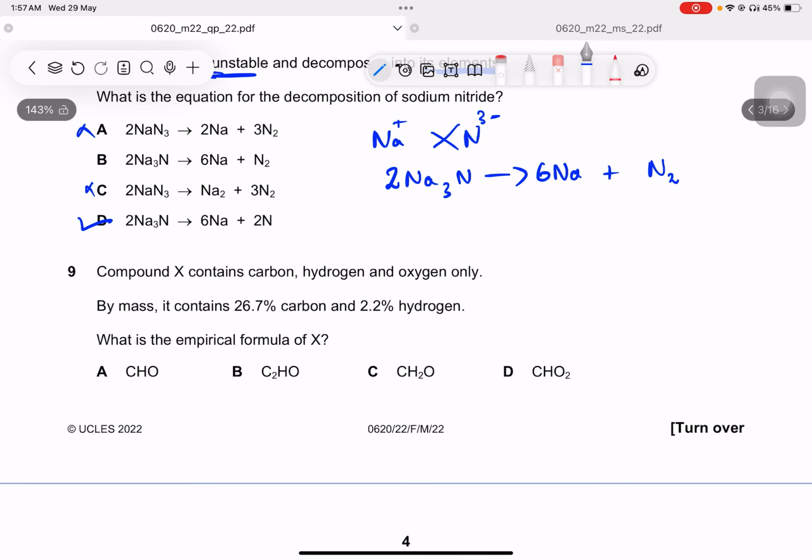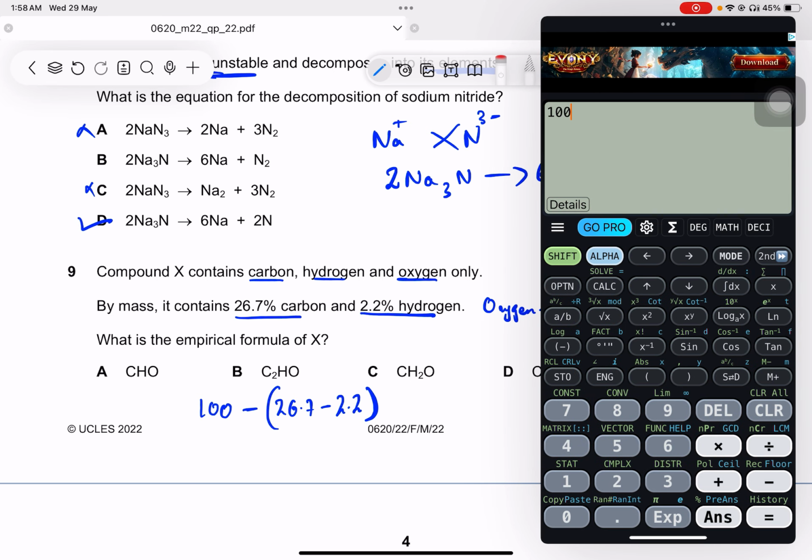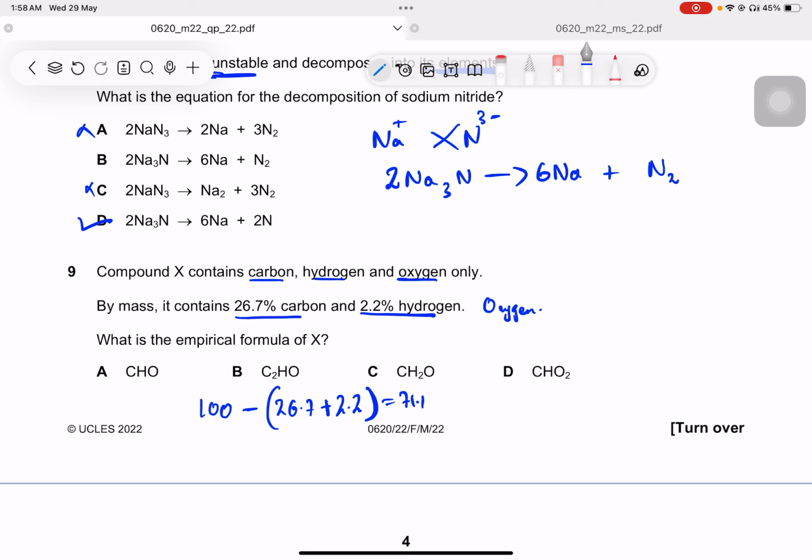Next question. Compound X contains carbon, hydrogen, and oxygen only by mass. It contains 26.7% carbon and 2.2% hydrogen. Now, oxygen percentage is not given. We have to calculate it ourselves. We know that the total percentage will be 100. So if we subtract the percentage of carbon and hydrogen from 100, we can know the final percentage of oxygen. So that will be 71.1%. Oxygen is 71.1%.